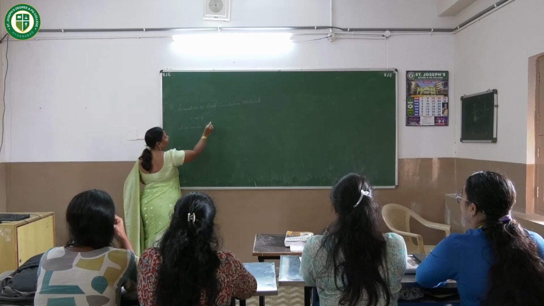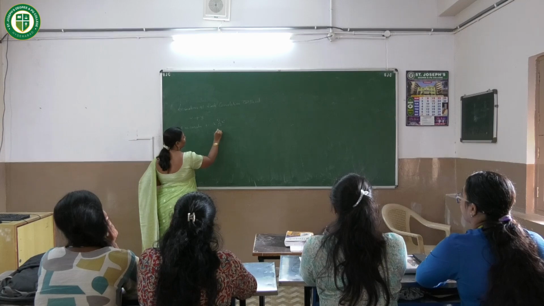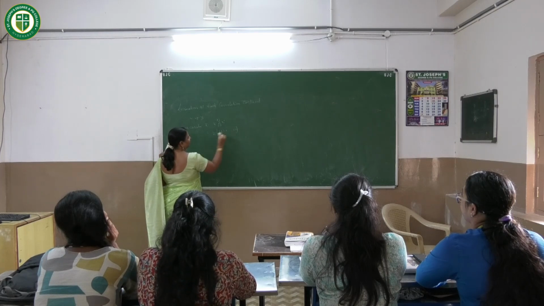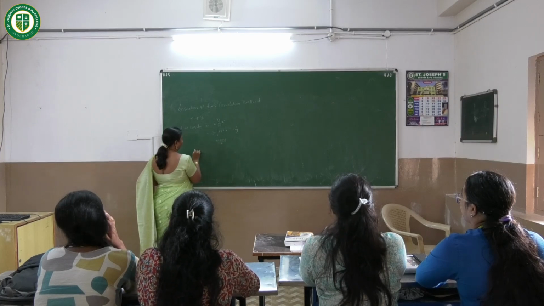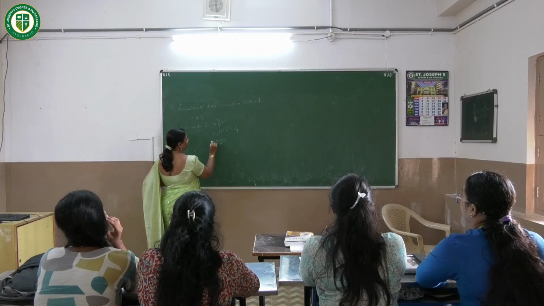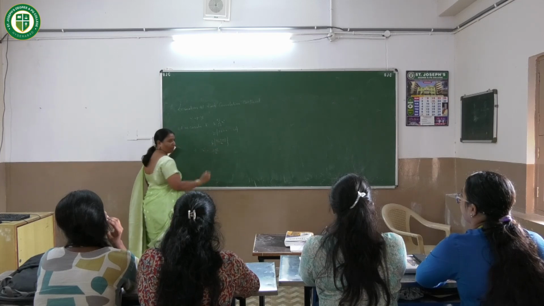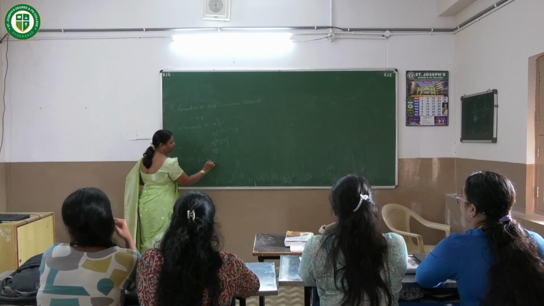consider x bar. We know x bar is equal to 1 by n summation xi, i is equal to 1 to n, which is equal to 1 by n into, instead of xi we will consider the ranks, 1 plus 2 plus and so on plus n, which is the sum of n terms, n into n plus 1 by 2. That implies x bar is equal to n into n plus 1 by 2. Already 1 by n is there, n gets cancelled. You get x bar is equal to n plus 1 by 2. Similarly, y bar is also n plus 1 by 2.